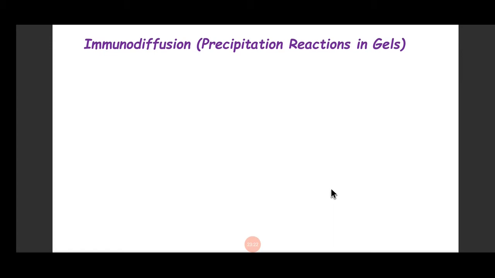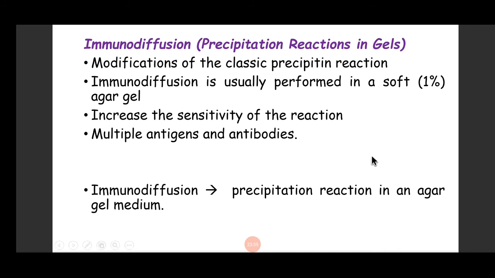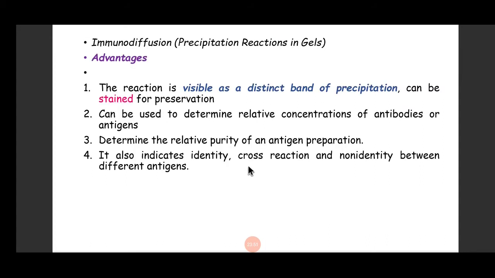Now coming to immunodiffusion. This is the same precipitation reaction, but in place of liquid, we are doing the same reaction in a gel, agar gel. It is a modification of the classic precipitation reaction. Immunodiffusion is performed in a soft 1% agar gel, and it increases the sensitivity of the reaction, and you can sometimes use multiple antigens and antibodies. The advantage is the reaction is visible. You can stain it and preserve photographs, and you can use it to determine the concentration or purity of the antigen, or sometimes the identity and cross-reactivity of the antigen.